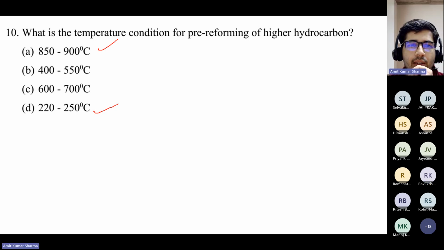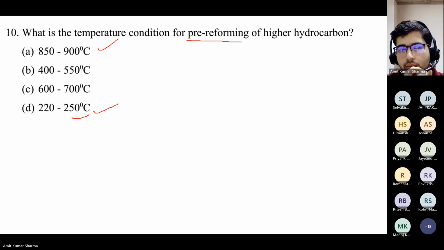And suppose I am using this temperature range in a pre-reforming reactor, then what will happen? The reaction will not take place. Okay. Irreversible reaction. There will be some reactions, but the extent of reaction will not be full, and the side reactions that we have discussed, you need to see the temperature profile for those reactions. So maybe those can happen and deposit the carbon.